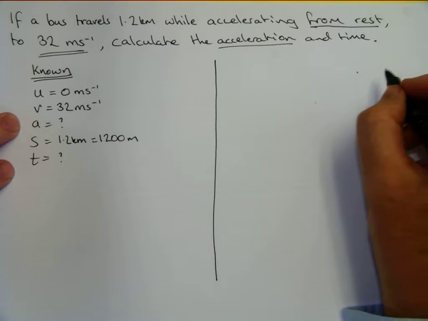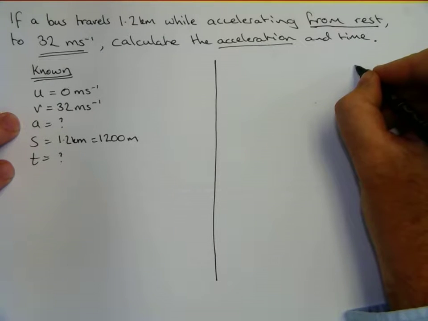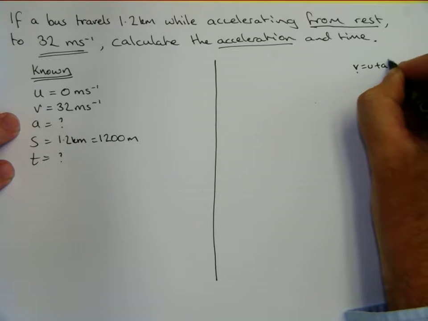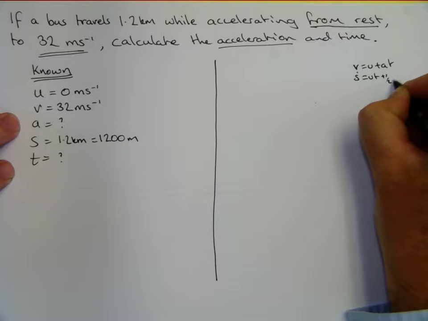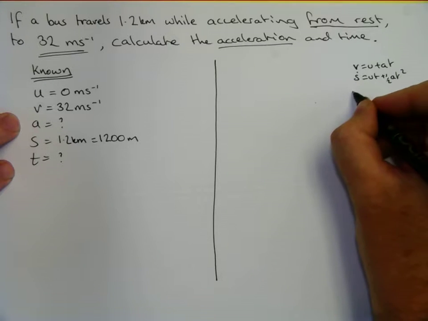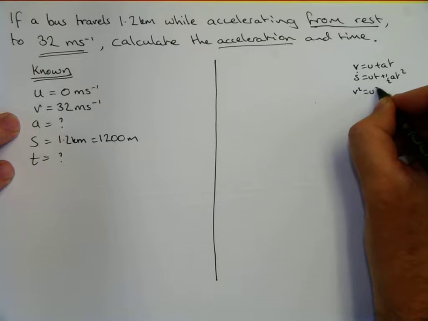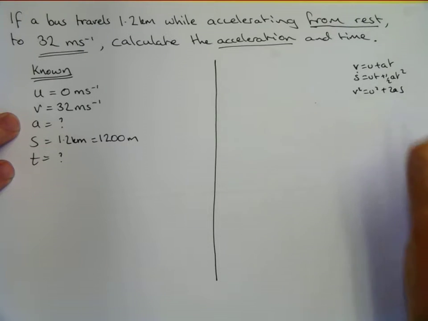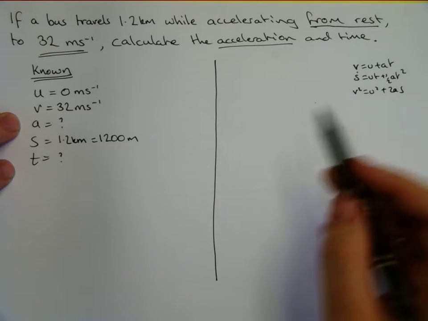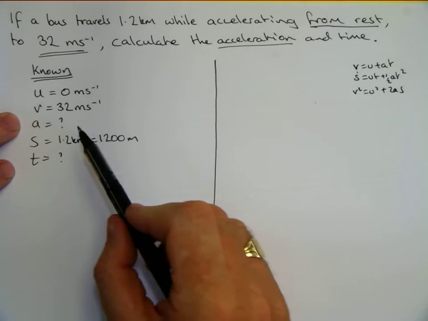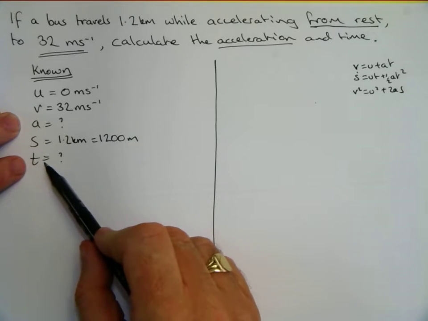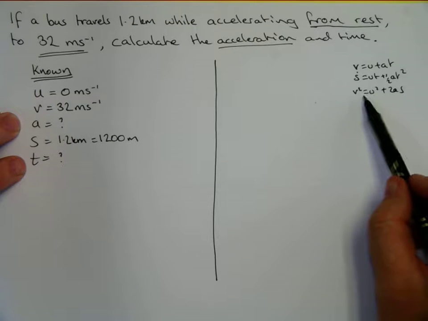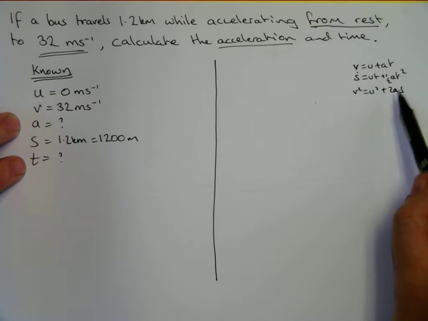And as usual, we shall write down our equations. So v equals u plus at, s equals ut plus a half at squared, and v squared equals u squared plus 2as. So looking at what we know, u, v and s, and we want a. So we want an equation with no t in it, and there is only one, so we have to use this equation to work out a.